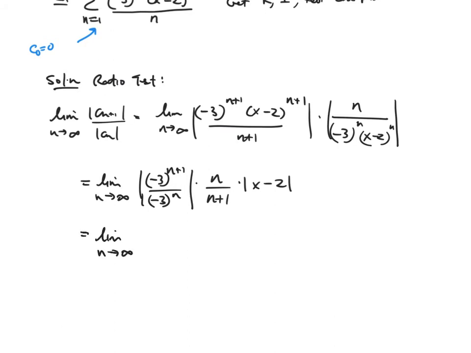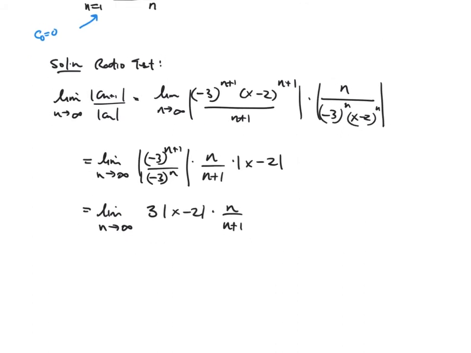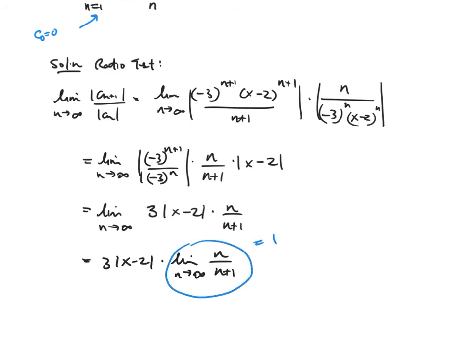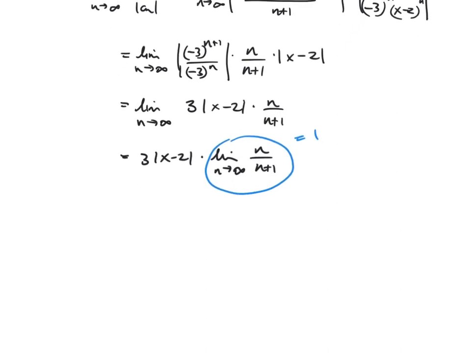Now, minus 3 to the n plus 1 over minus 3 to the n is the same thing as the absolute value of minus 3. And so I just get a 3 out of that. I get an x minus 2, and then this n over n plus 1. Or pulling out the things that don't depend on n, I'm left with the limit as n goes to infinity of n over n plus 1, which we've seen before, right? This limit is definitely equal to 1. Okay, ratio of leading coefficients, however you want to determine that, that limit is equal to 1.